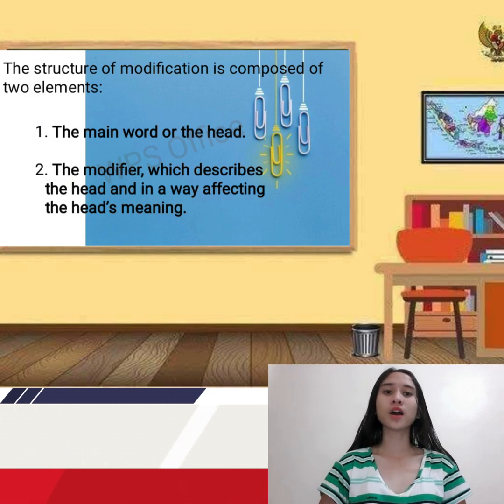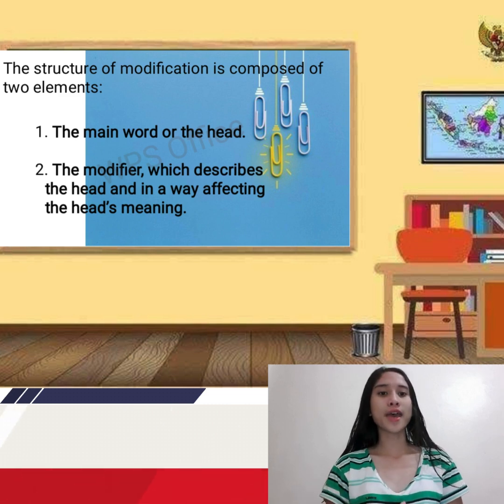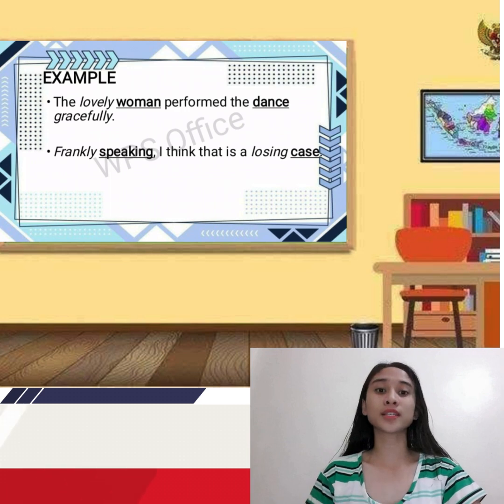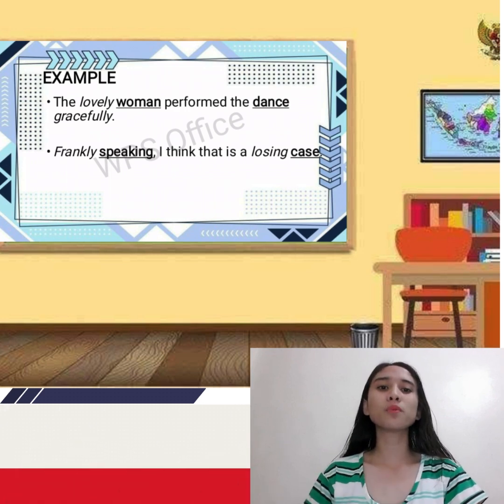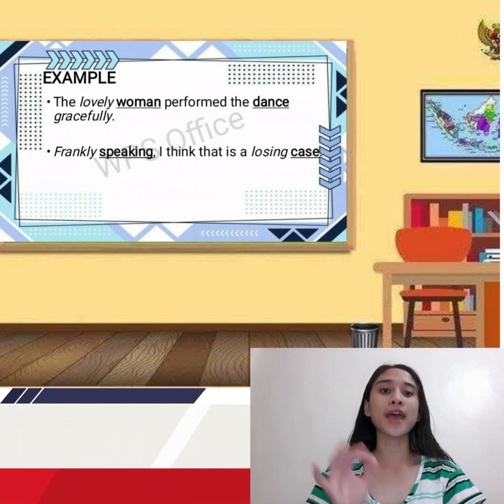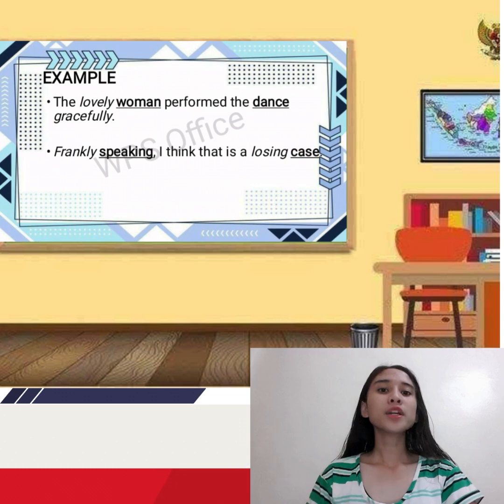Number one, we have the main word or the head. Number two, we have the modifier, which describes the head and in a way affects the head's meaning. Here is the given example: the lovely woman performed the dance gracefully. As you can see, the underlined words are the heads, which are woman and dance. And the modifiers are lovely, which is our adjective, and gracefully, which is our adverb.